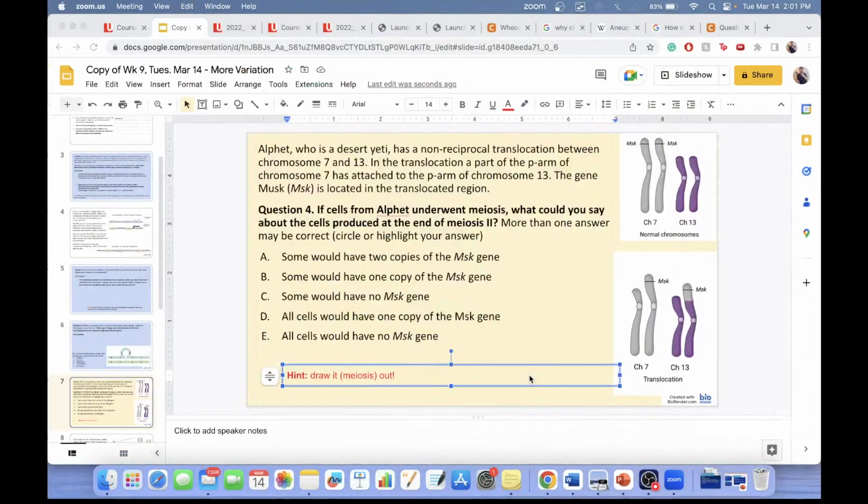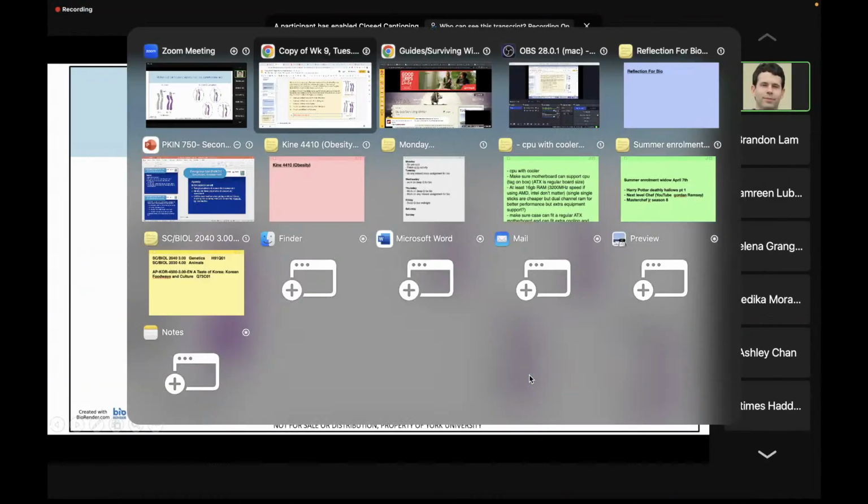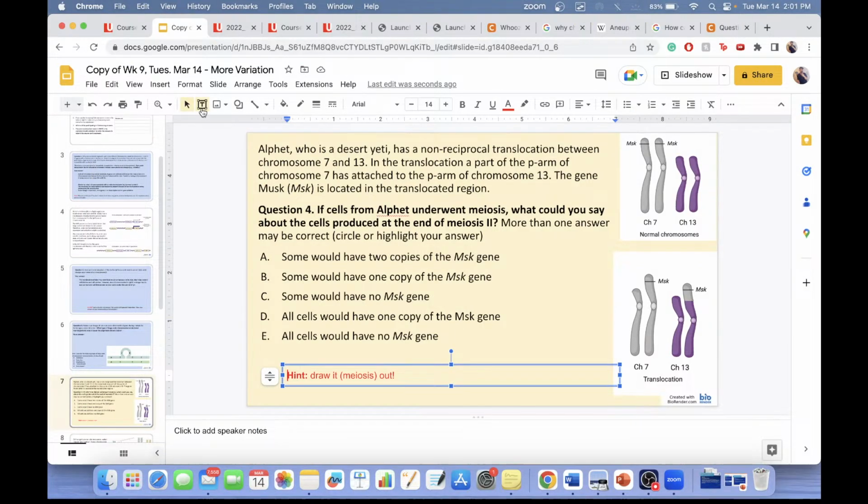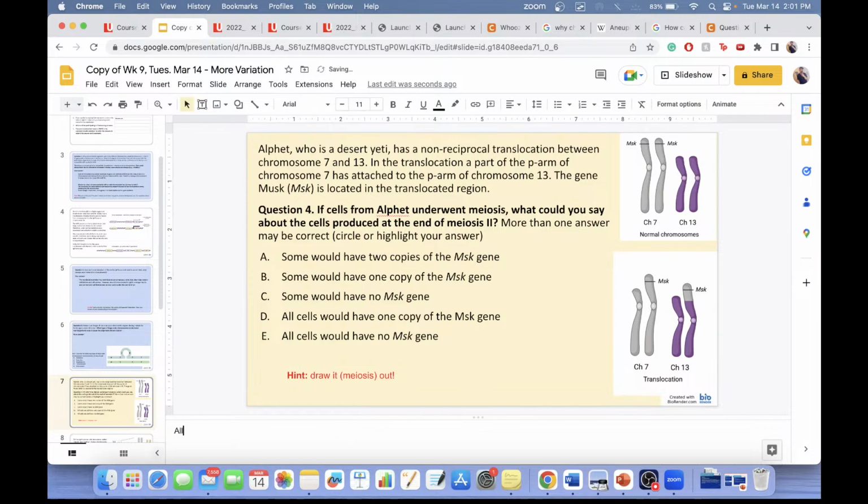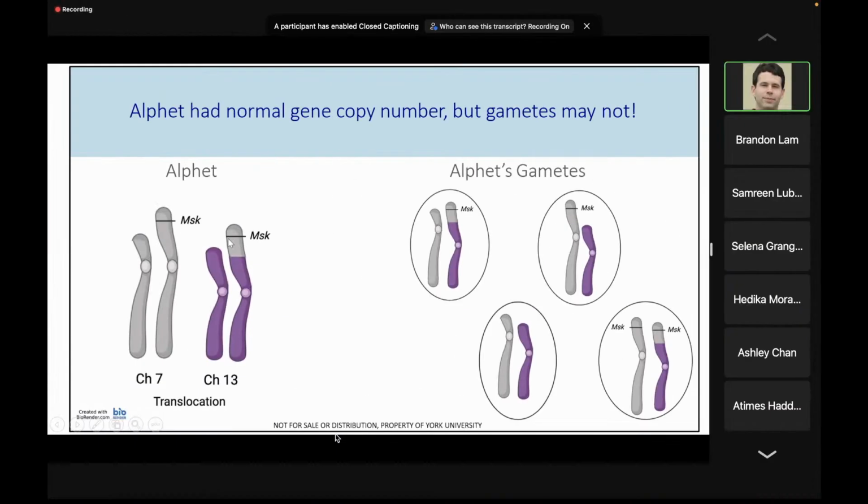Alphet had normal gene copy number, but gametes may not. Okay, so Alphet after this translocation, even though this just moved over here, was still normal copy number of MSK. There was still 2 copies as there was supposed to be. But now look at the gametes. Okay, just by that independent segregation of chromosomes, we got MSK being present here.